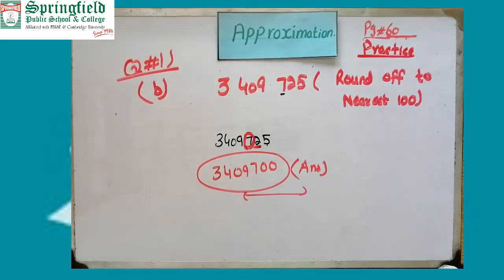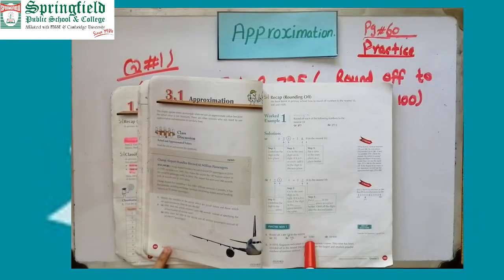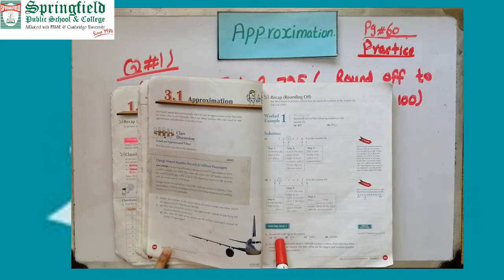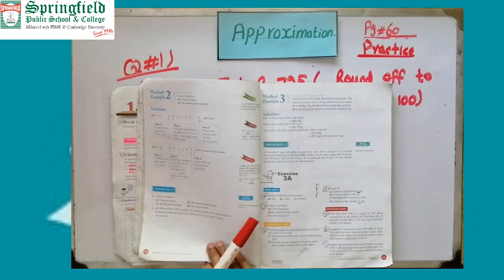Understood, beta? In the same way, they are saying that in part C, round off to the nearest 1000, and round off to the nearest 10,000. Fine. So first you will see which digit is at the place of 10,000, and then you will round off this number. It is your task. Complete this question in your notebook. And the second question of practice now 1 is not related to your assignment. Fine.